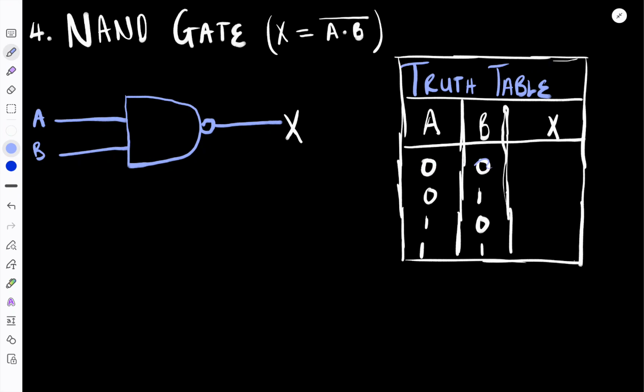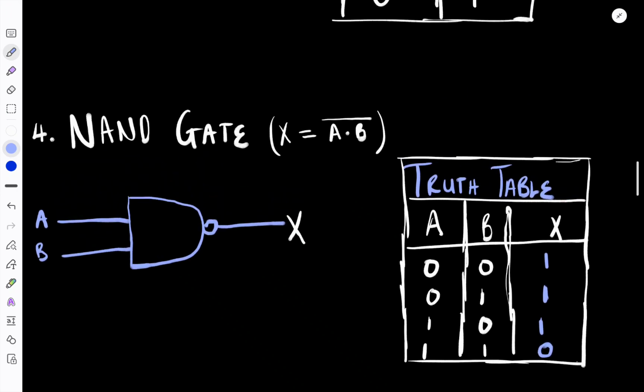So what is 0 times 0? It is 0. Then when we invert it, it becomes a 1. What is 0 times 1? Any number times 0, you get a 0. Then you invert it and you're going to get a 1. How good is this? I know you're loving it. Then what is 1 times 0? It's a 0. Then we invert it, we get a 1. What is 1 times 1? It's a 1. Then we invert it, we are going to get a 0. So you multiply, then you invert. That is the NAND gate.